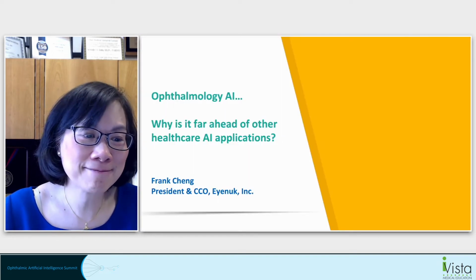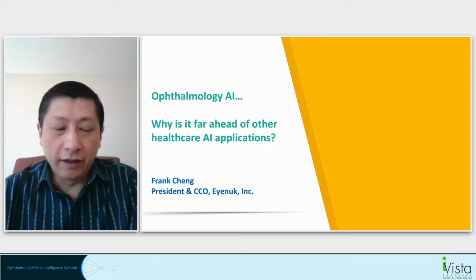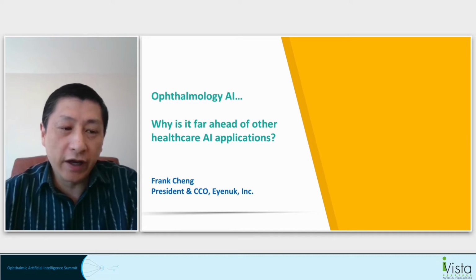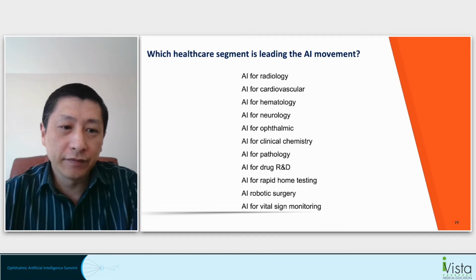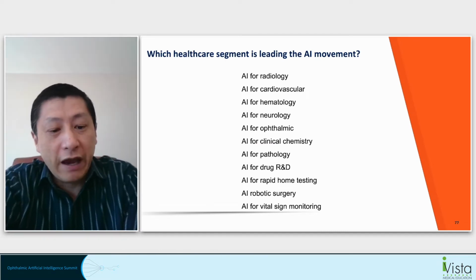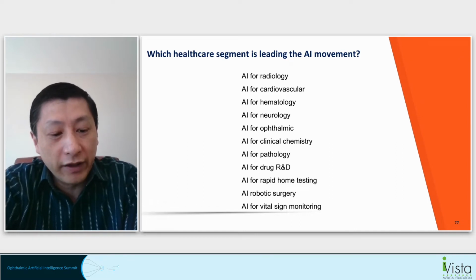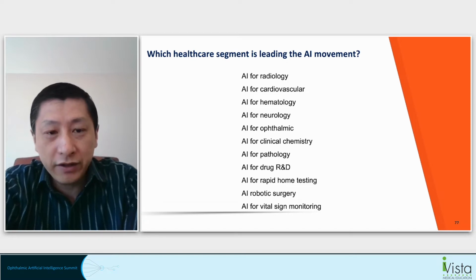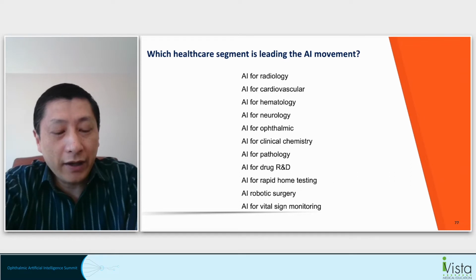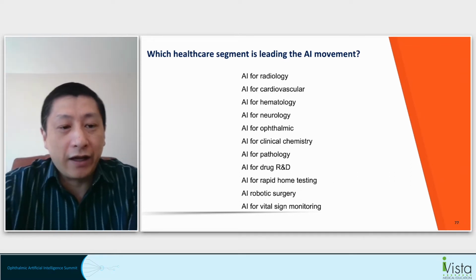Thank you, Jenny. So my topic is, why is ophthalmology AI far ahead of other healthcare AI applications? As we all know, AI applications have been mushrooming in every field of medicine. This is especially true in diagnostic-related fields, such as radiology, cardiology, ophthalmology, and pathology. The topic I'd like to explore today is which healthcare segment is actually leading that AI movement.